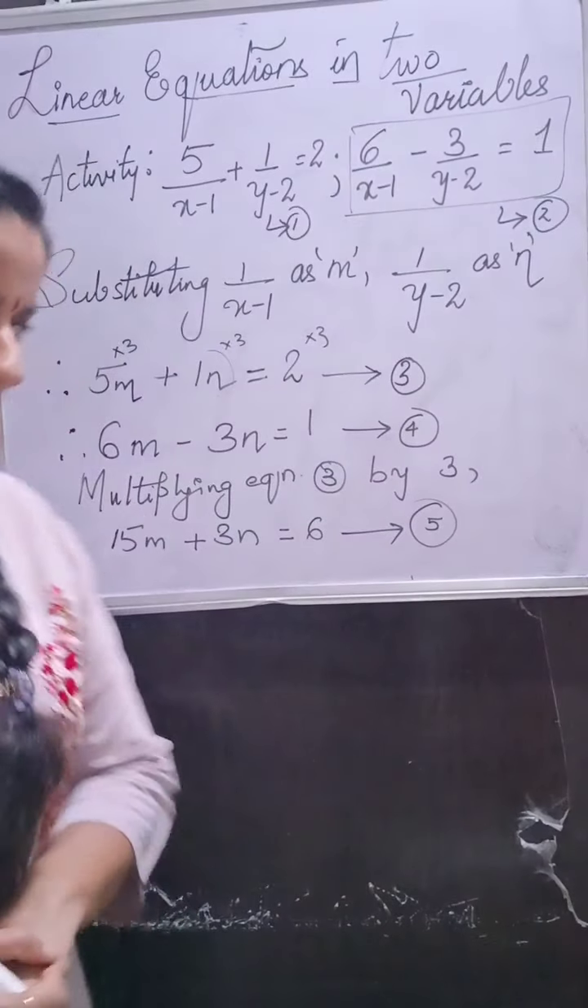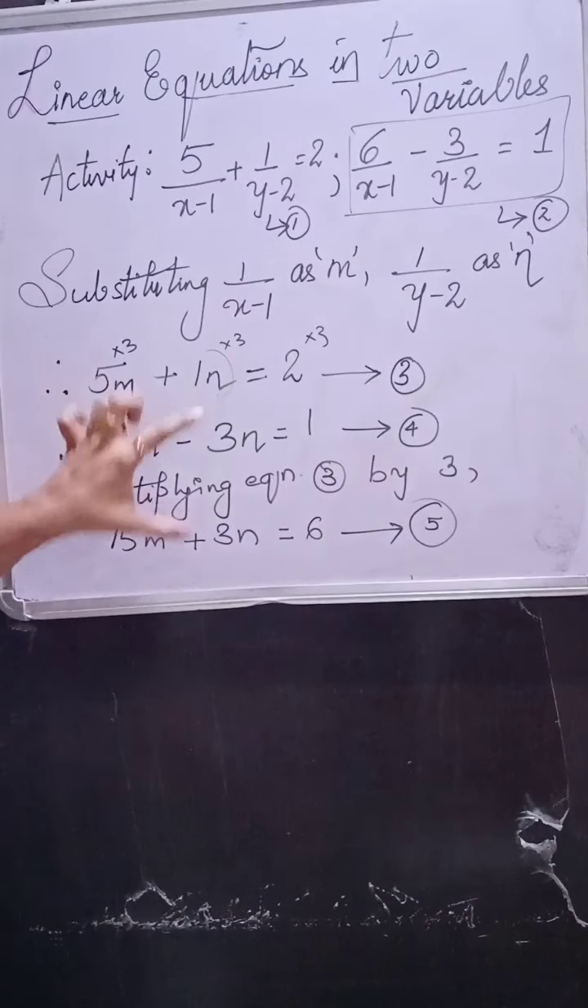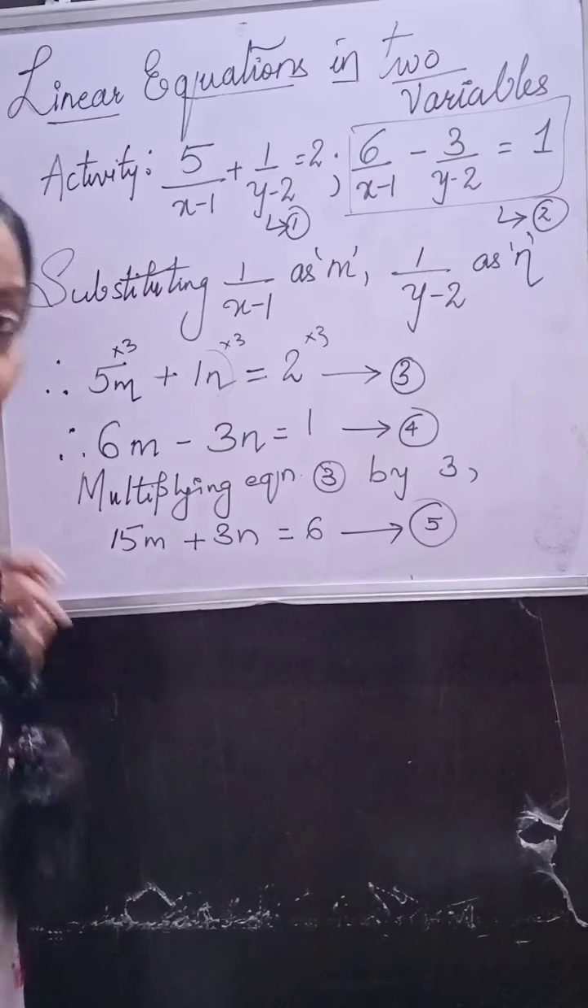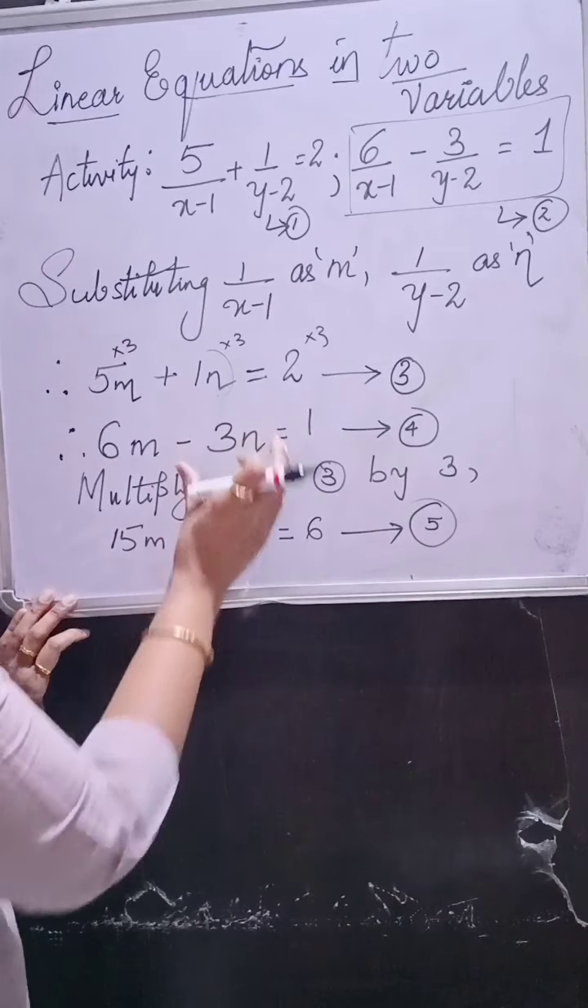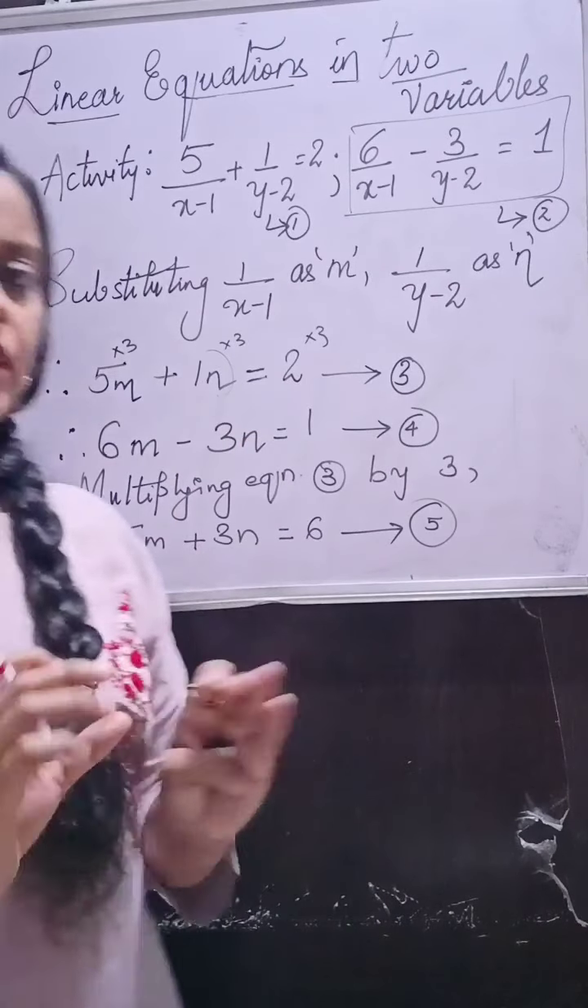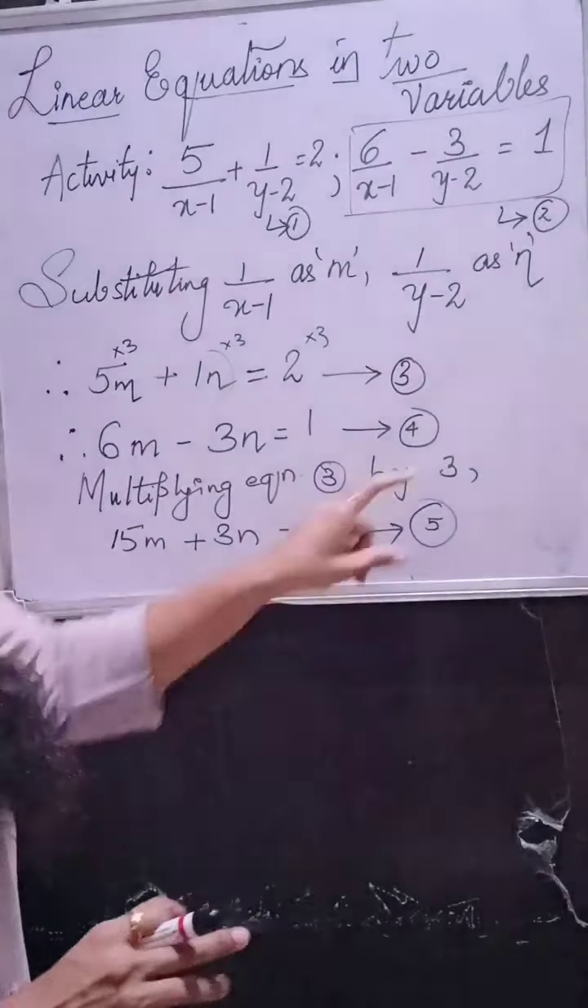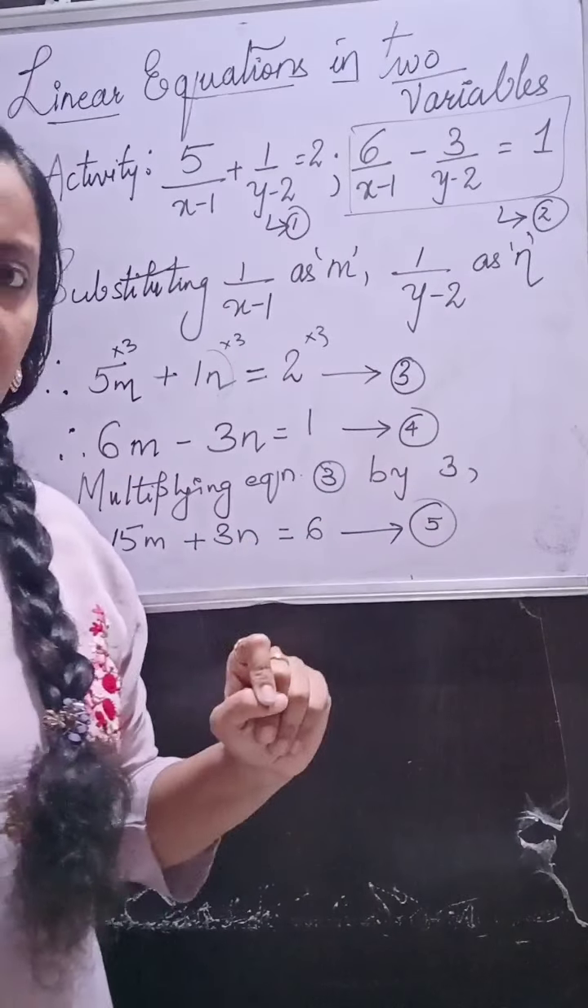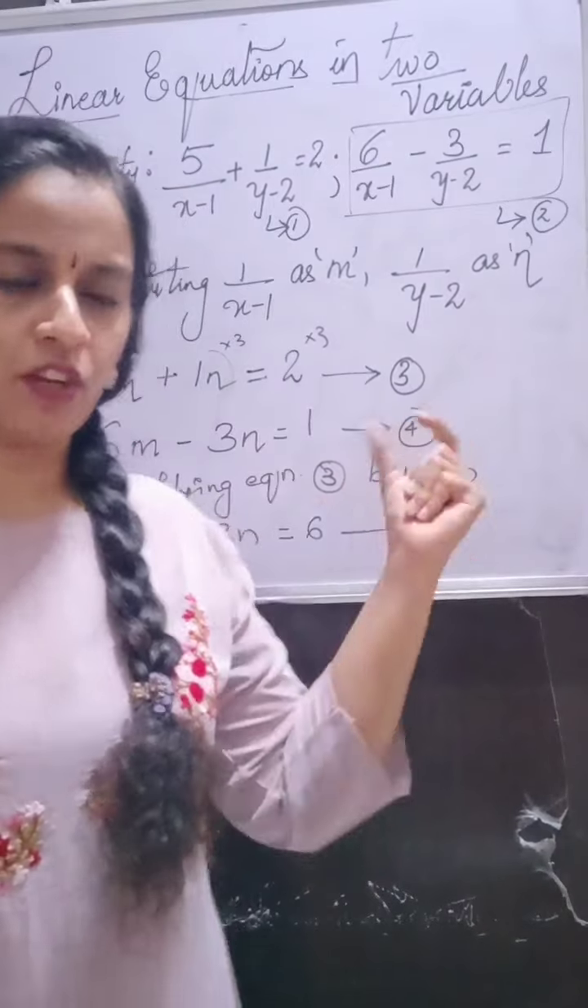Now we will look at equations 4 and 5. Yes, what we wanted, we got: minus 3n and plus 3n. So what are we going to do? We will add equations 4 and 5. Write down the step: adding equations 4 and 5.